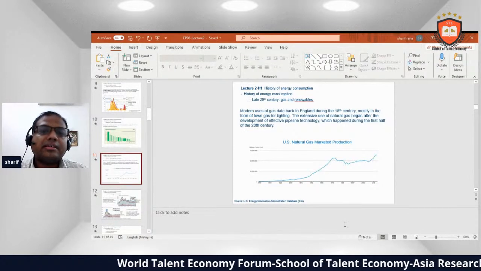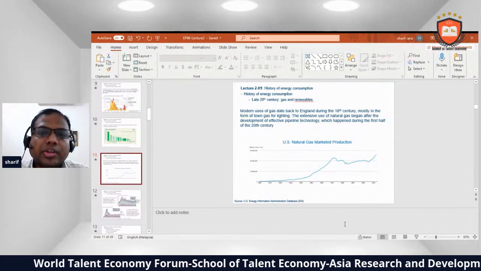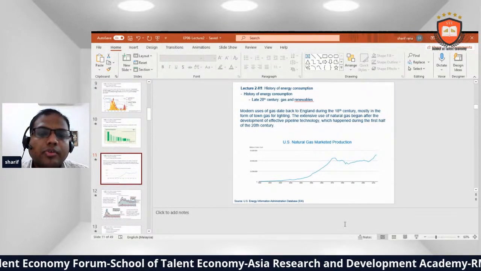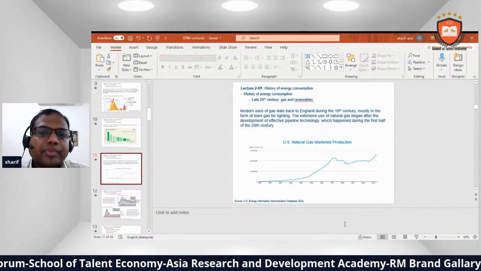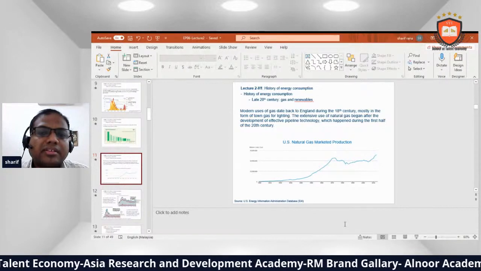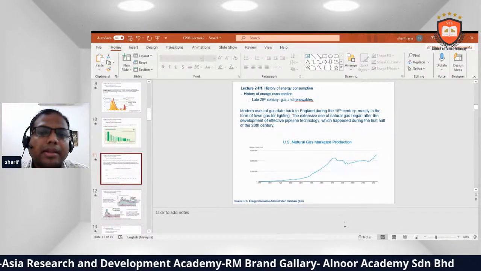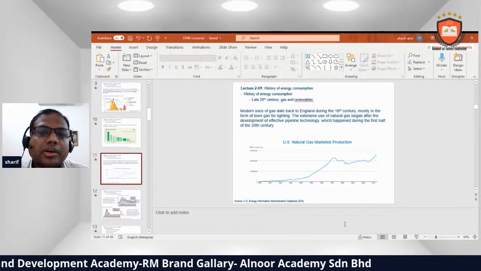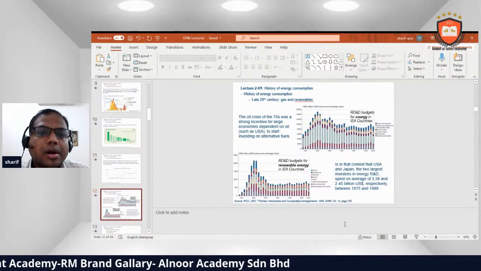Modern use of gas dates back to England during the 18th century, mostly in the form of town gas for lighting. The extensive use of natural gas began after the development of effective pipeline technology, which happened during the first half of the 20th century.